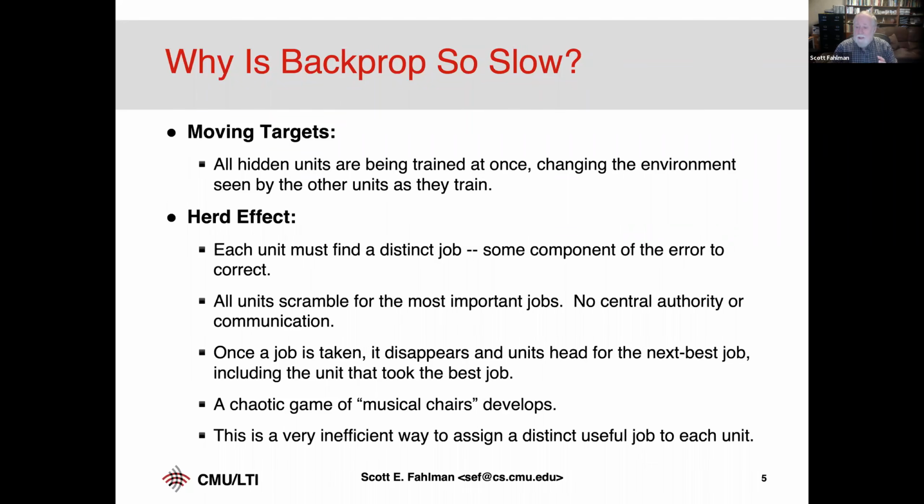They're not finding smaller and smaller components of the error that are not solved yet and dealing with those. And the ones that are doing a useful job tend to wander off. So it's like this huge chaotic game of musical chairs, you know, the game where there's a limited number of chairs and a larger number of people, and when the music stops, you're supposed to get yourself into a chair. And it's just a mad scramble. So that's a very inefficient way to assign a distinct job to each unit.